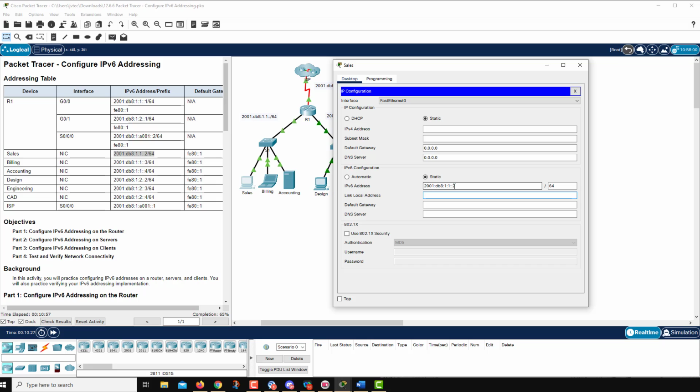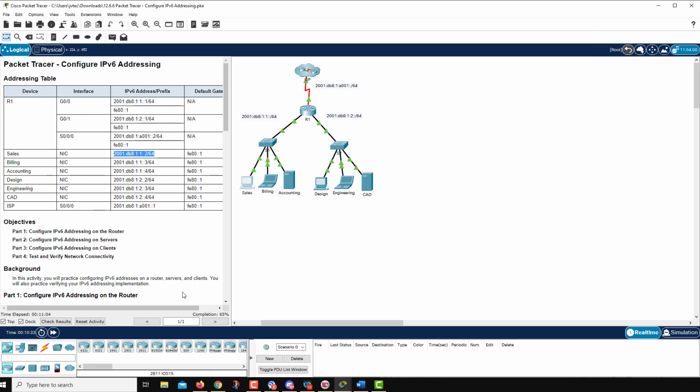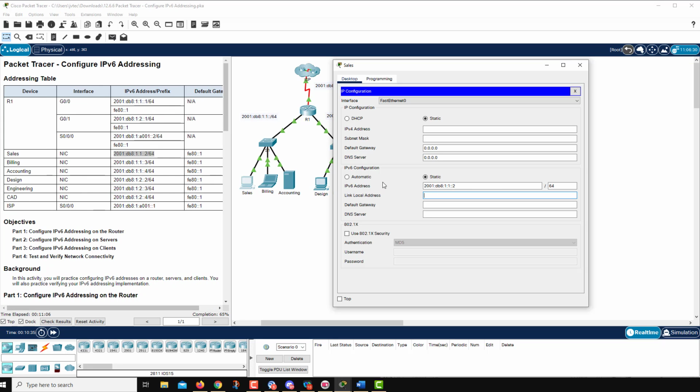Link local address for us. Well, they don't really give us our link local address, so let's go with a guess here. I'll be FE80::A. Why not? It's not case sensitive, by the way. Capital A is the same as lowercase a. And the router would be FE80::1, as we see there.